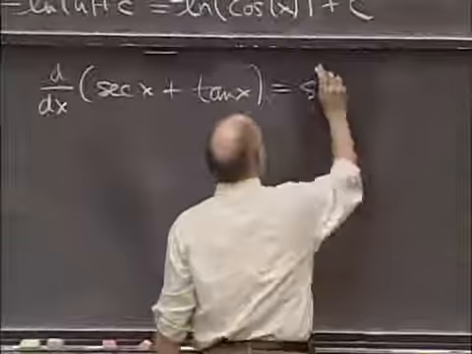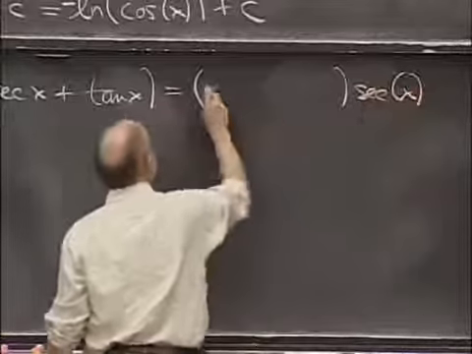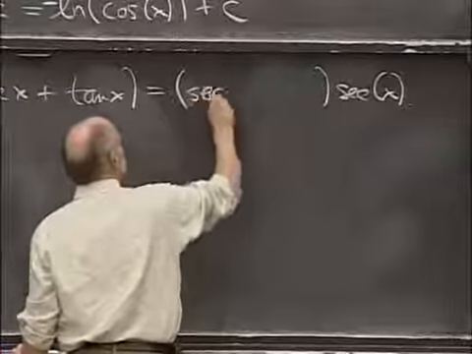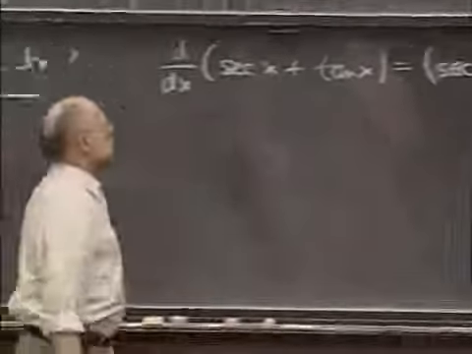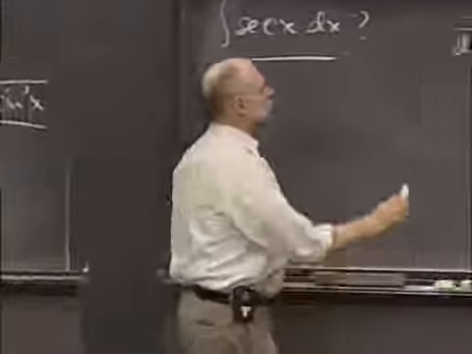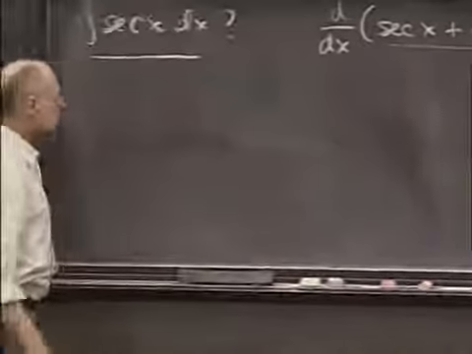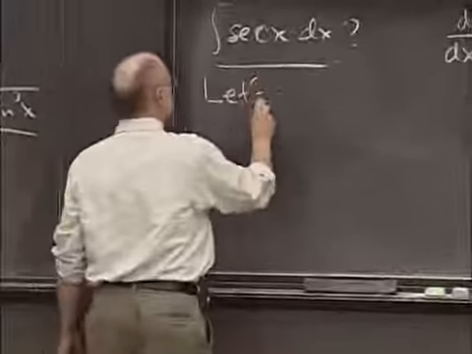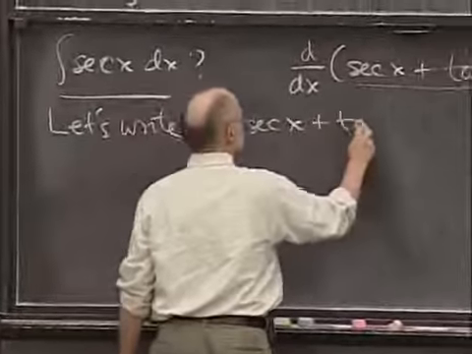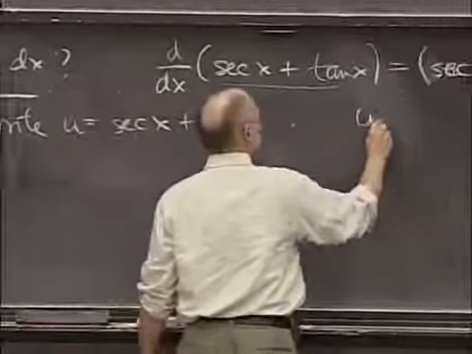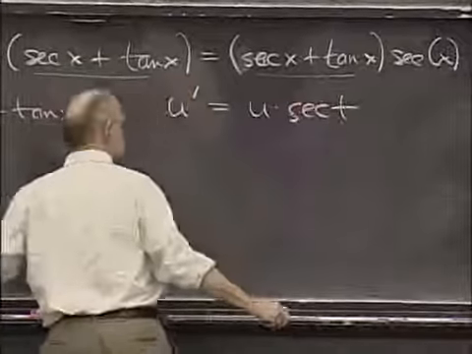And that gives me, I'll put it over here, the secant of x that occurs in both terms. And then in one term, there's another secant, and in the other term, there's a tangent. So that's interesting somehow because this same term appears on both sides of this equation. Let's write u for that secant x plus tangent of x. And so the equation that I get is u prime equals u times the secant of x.